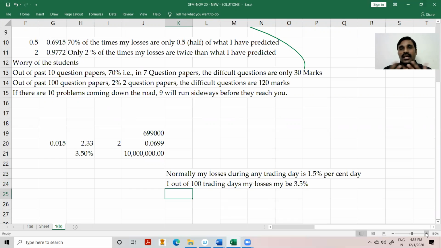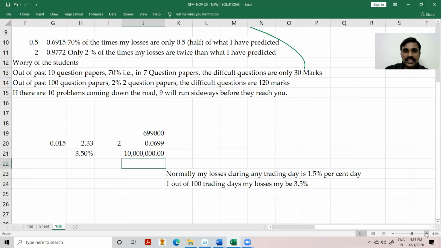Normally, Flipkart losses are 1.5% per day of their investment. But 1 out of 100 days, that means every 4 months, they will come out with a festival occasion sale, a big discount sale, and in that big discount sale their losses will be 3.5%. Based on that, they will get funding. So you should interpret this: what does that 3.5 stand for?